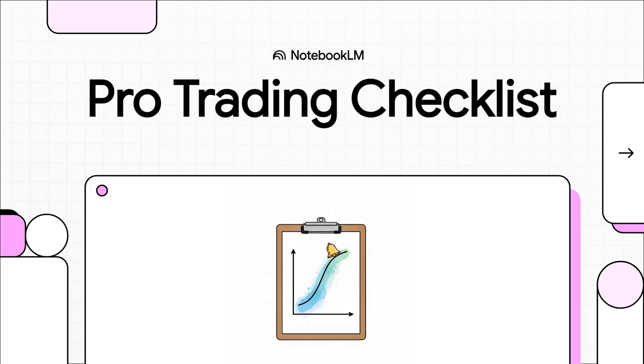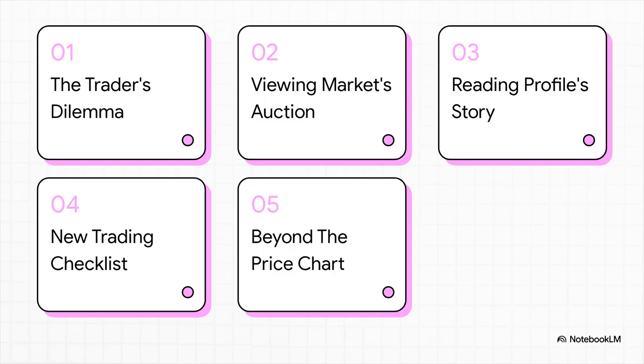Okay, let's jump in. So here's our game plan. First, we're going to look at why those basic checklists so often let us down. Then, I'll introduce you to a whole new way of looking at the market, something called market profile. We'll break down how to actually read its story. And from there, we'll build out a brand new 5-step checklist. And finally, we'll talk about how this completely reframes the way you'll see trading from here on out.